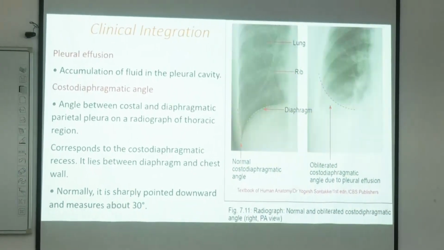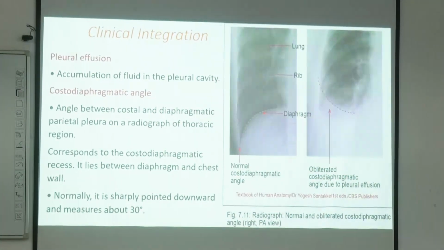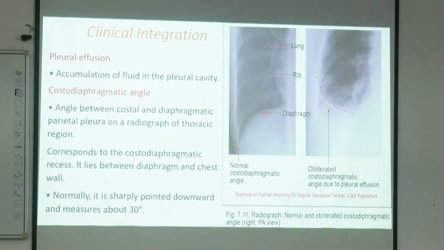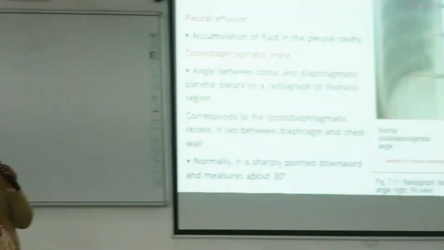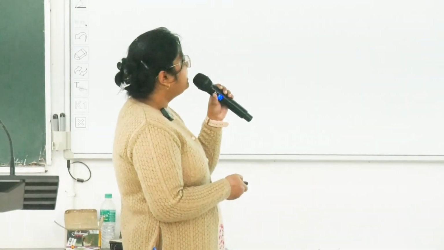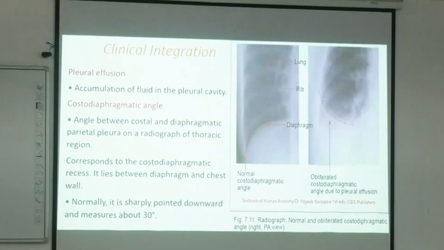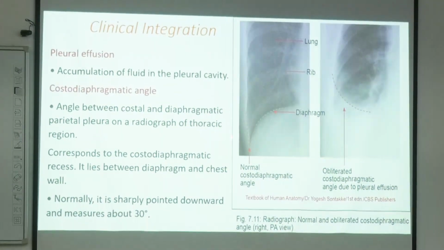So, pleural effusion, important clinical aspect. In pleural effusion, the costodiaphragmatic recess is obliterated. It can come as an explain why question. In pleural effusion, accumulation of fluid occurs in the pleural cavity. The costodiaphragmatic angle between costal and diaphragmatic parietal pleura, on the radiogram of the thoracic region, will correspond to the costodiaphragmatic recess, and it lies between the diaphragm and chest wall. See here, diaphragm and chest wall.